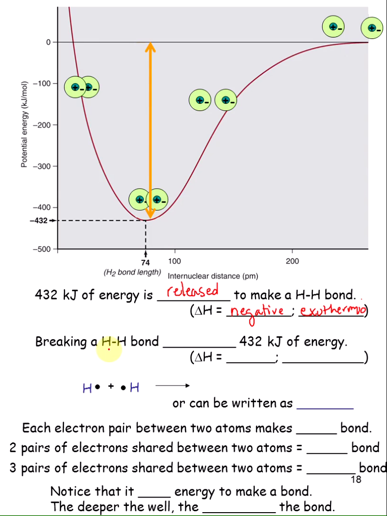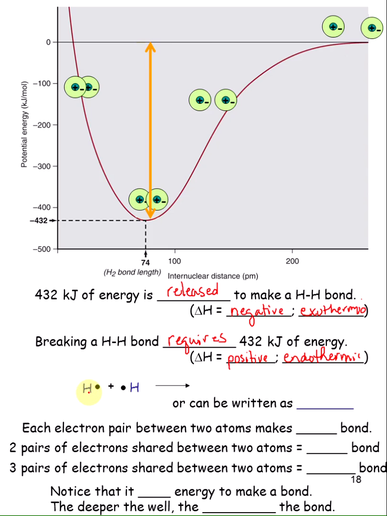Now to break a bond, if we want to undo this, we're going to have to put in 432 kilojoules of energy. So it requires 432 kilojoules of energy. So in that case, the delta H is positive, and the value is endothermic if we want to break that bond.